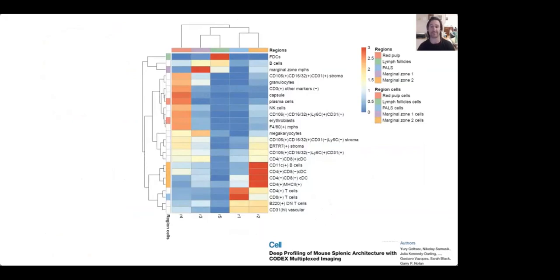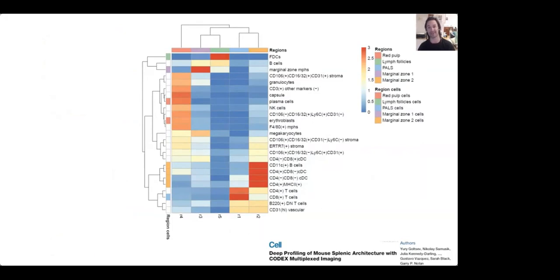We can illustrate this method in an awesome data set from Gary Nolan's group, where they applied CODEX imaging with 30 parameters to identify 26 cell types within spleen tissue. Here we used our method to cluster all of the cells into 5 localization clusters. The colors in this heat map represent the relative enrichment of each cell type in each of the regions. The first thing we can see is that if we use our method to identify 5 clusters of cells that tend to localize with each other, then we find 5 clusters.